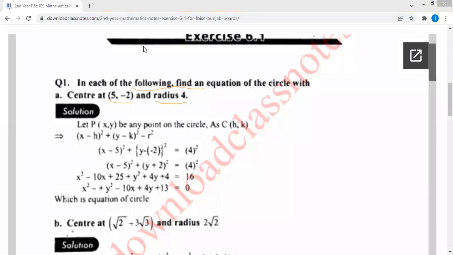Okay. So for these type of questions, we have to know that the general equation of my circle is x minus h whole square plus y minus k whole square, which will be equals to what? R square, radius square. Okay.